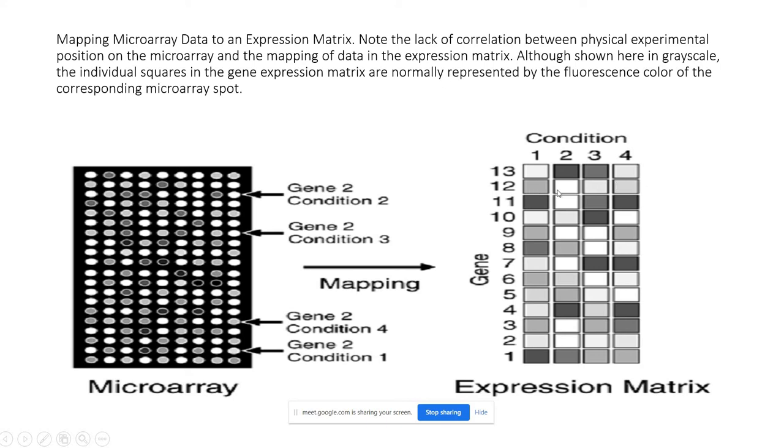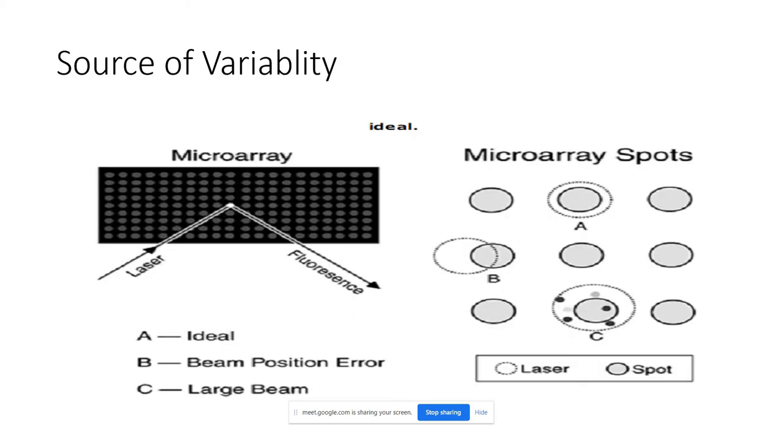So what does color intensity mean? More color intensity means more hybridization. Low intensity means low hybridization. So you can see the expression of each gene varies in different conditions. Now we will understand what the source of variability in microarray data is.